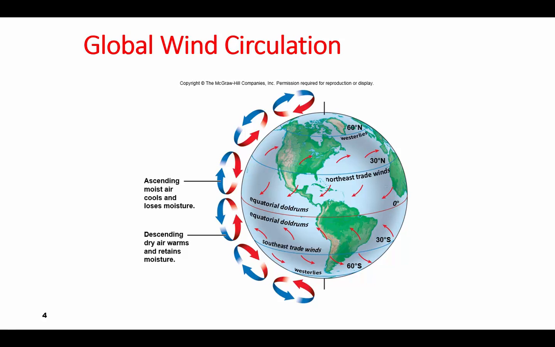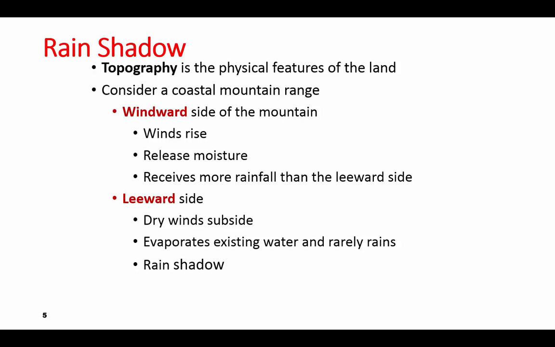And when it's ascending air, it's moist and it's cooler and it's going to lose the moisture. But when it's descending, it's going to be warmer and drier and retain the moisture. So you can see how the patterns of the wind are in that picture. Now if we look at rain shadow, we're going to talk about topography here.